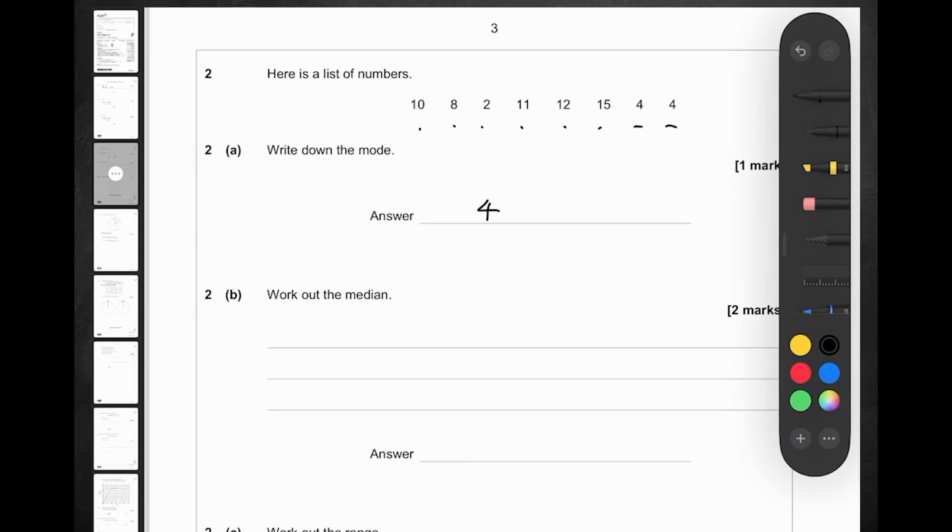Work out the median is part B, so we'll need to list all the numbers in numerical order first, and then we'll have to work out the middle occurring number. So we have 2, 4, 4, 8, 10, 11, 12, 15. So we have 1, 2, 3, 4, 5, 6, 7, 8 numbers, which means it's going to fall between the 4th and the 5th number. Therefore, between 8 and 10, our answer is 9.